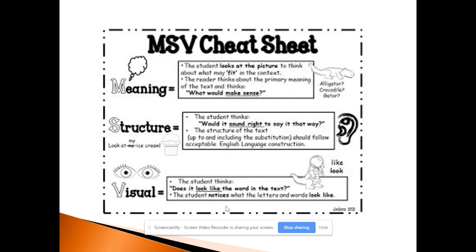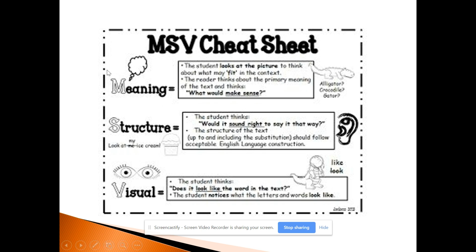Just a quick chart to further explain the meaning, structure, and visual cues. The quick cheat sheet I like specifically because of the questions that we can ask when we're looking for why the student made the mistake they made. So if we're looking at meaning, the question we need to ask is, with the way the student read the mistake, does that still make sense in the sentence? If it does, great, move on. If it doesn't, then they've got an error in meaning.